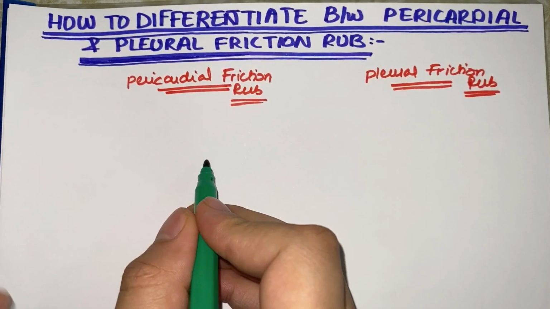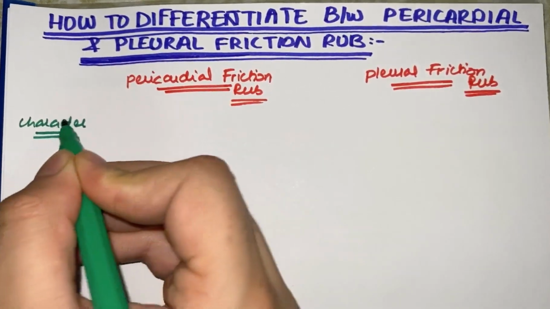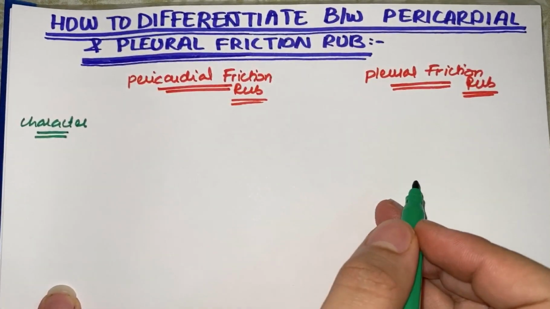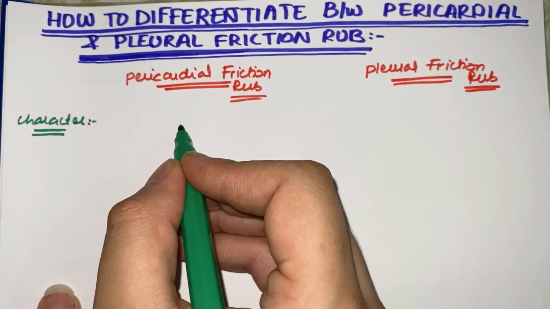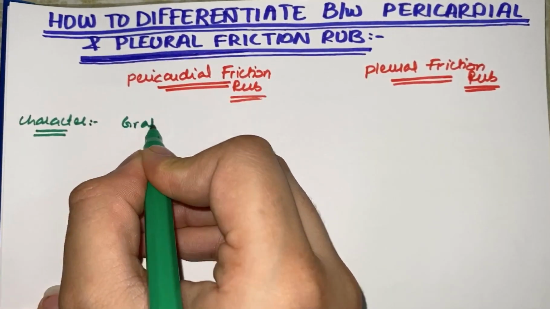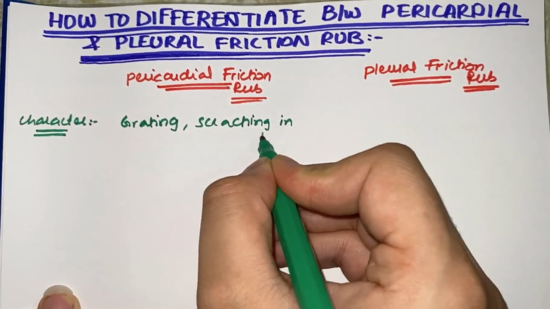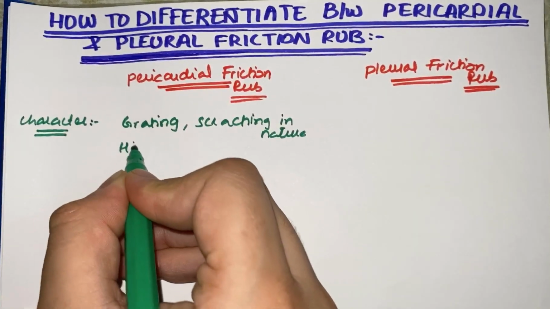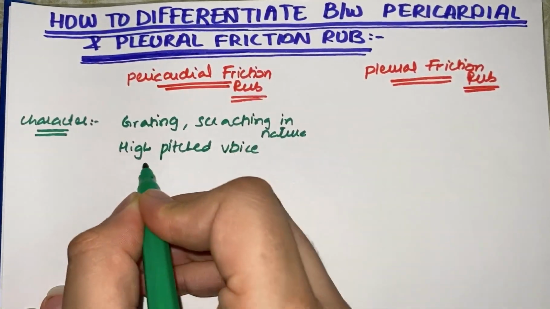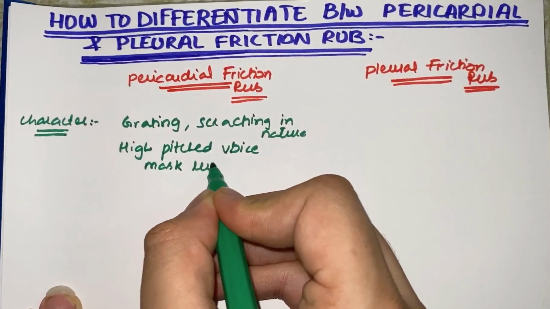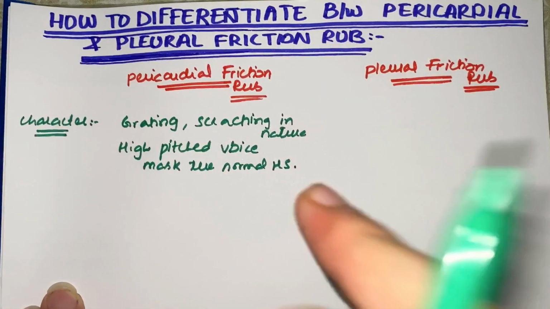Starting from the very first point, what is the character of this rub? Character of the sound heard. Basically, these are extra heart sounds. Pericardial friction rub: its voice is grating and scratching in nature, and it is a very high pitch voice. It is so loud that at times it can even mask the normal heart sounds. I'll write HS for heart sounds. This is pericardial friction rub.